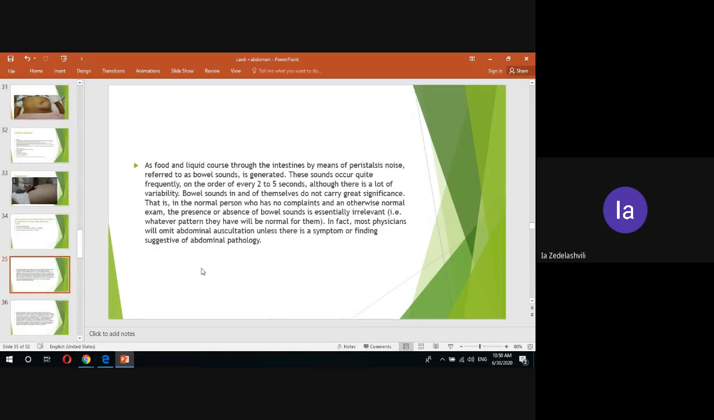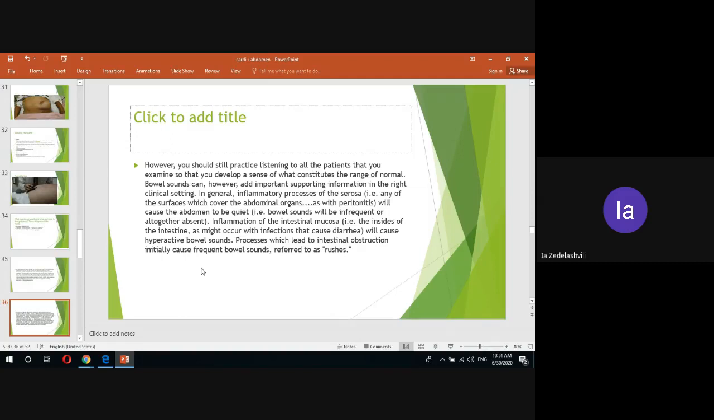As food and liquid course through the intestine by means of peristalsis, a noise, referred to as bowel sound, is generated. The sound occurs quite frequently, on the order of every 2 to 5 seconds. Also, there is a lot of variability. Bowel sounds in and of themselves do not carry great significance. That is, in a normal person who has no complaints and an otherwise normal exam, the presence or absence of bowel sounds is essentially irrelevant. Whatever pattern they have will be normal for them. In fact, most physicians will omit abdominal auscultation unless there is a symptom or finding suggestive of abdominal pathology.